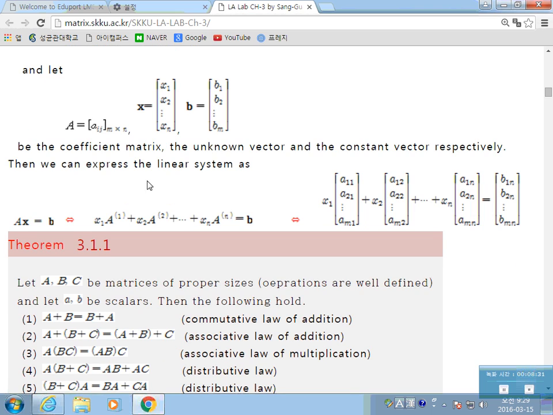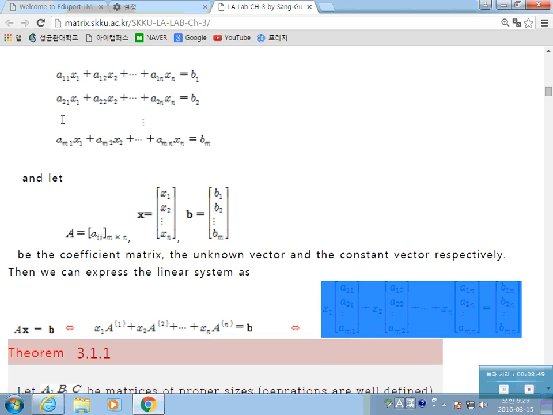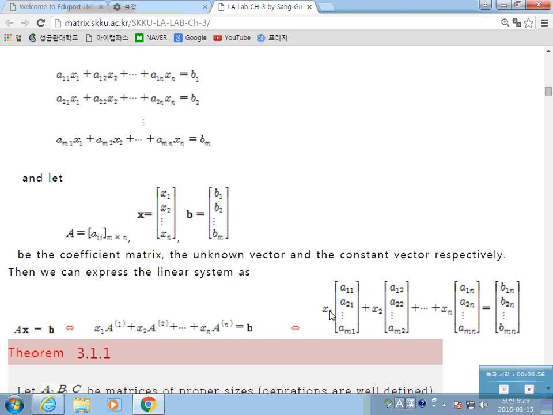Then, the unknown vector and constant vector, respectively. Then we can express the linear system like this, AX is equal to B. It can be written in this way, and this can be written in this way. Do you understand that? These xi's are all the same, so you can just factor out this x1, and these x2's are all the same here, and the xn's are all the same here. You can factor it out like this.